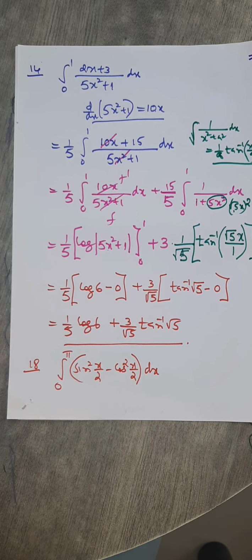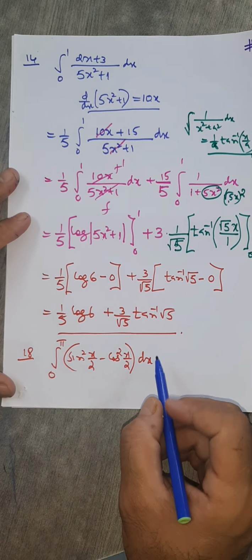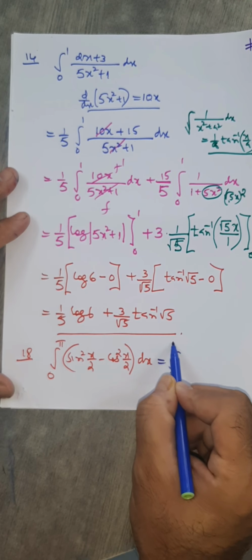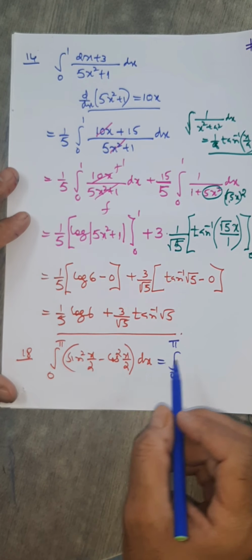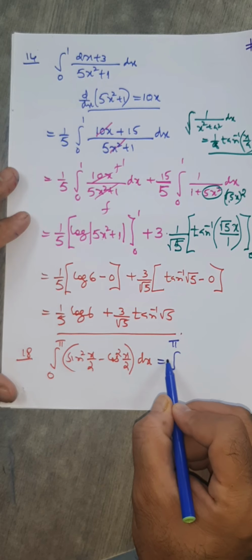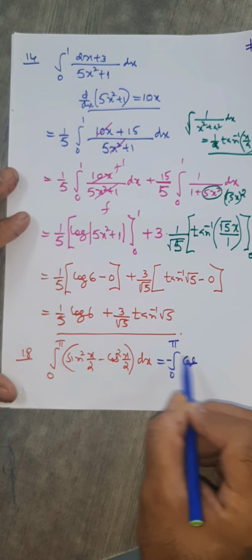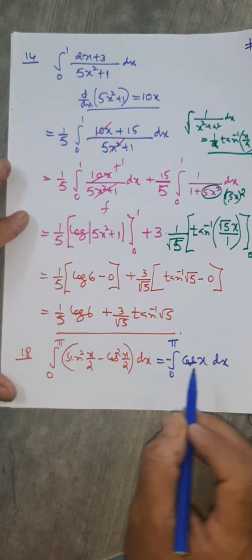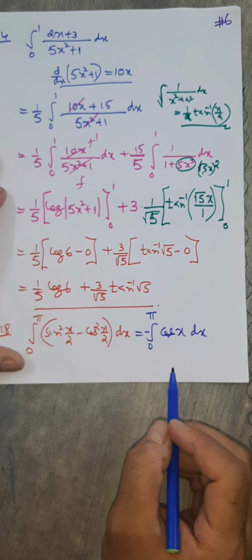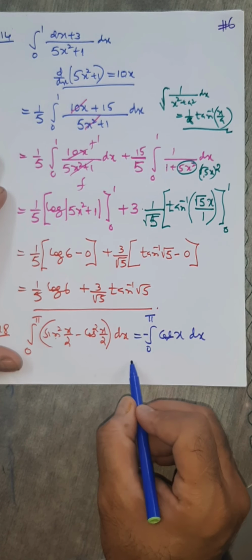What is this? The function is known to you. Directly you cannot integrate here. 0 to pi. You know cos square minus sine square is cos 2x. So I'll take minus common. So it becomes just double of this, which is cos x, cos square minus sine square.